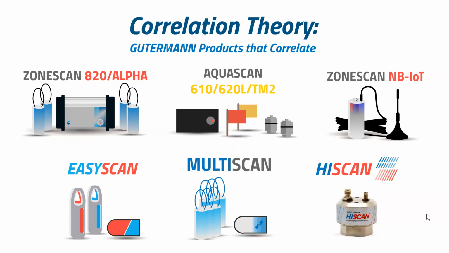Gutermann has a full line of products that correlate, that will pinpoint your leak. The ZoneScan 820, 820 in the Alpha, the AquaScan 610, 620, and the trunk main correlator. Our new NB-IoT ZoneScan loggers, the Easy Scan, Multi-Scan, and High Scan systems all will correlate and pinpoint your leaks down to that precise point on the street.